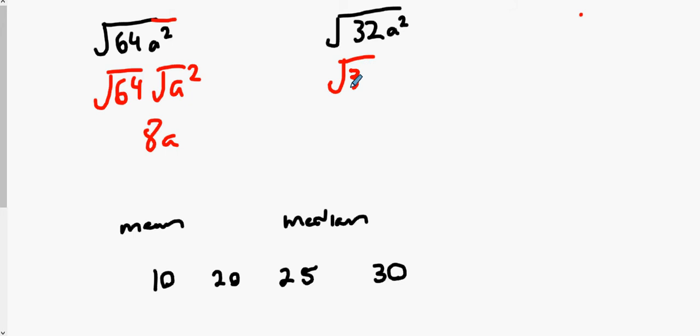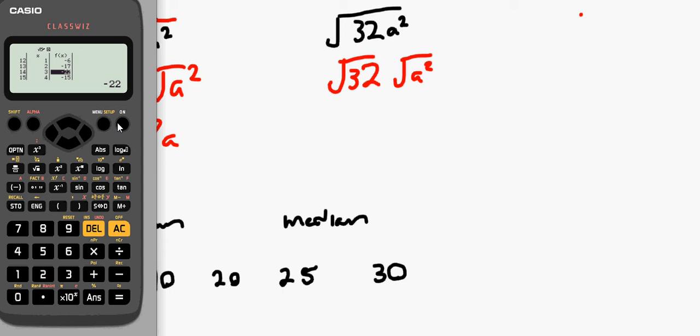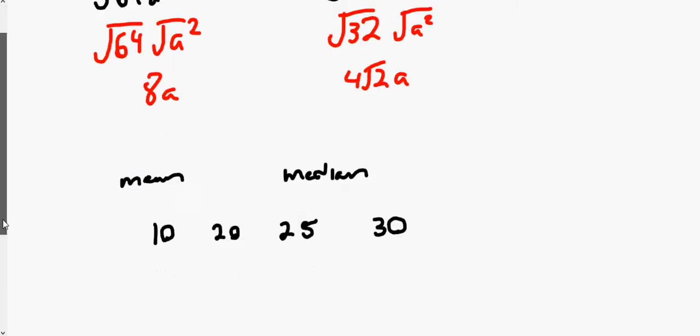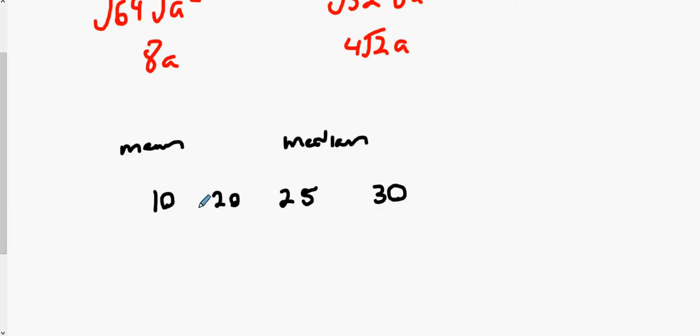Next one. What do you think happens here? It's root 32 and root a squared. And what's root 32? Root 32 is 4 root 2. Is that right? So what's the answer? 4 root 2a. Now, if I was to turn these into letters for argument's sake, I'm just doing a bit of junior cert revision.